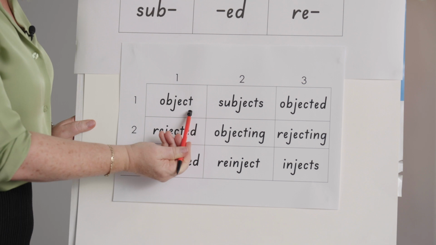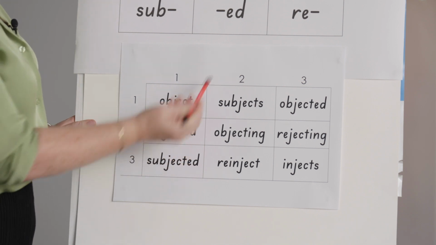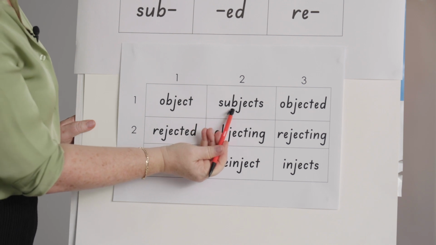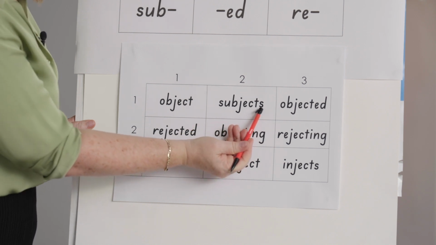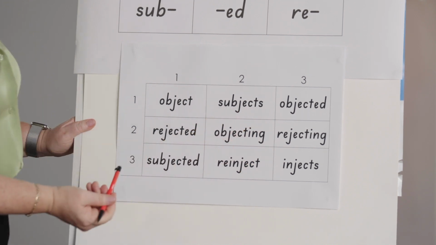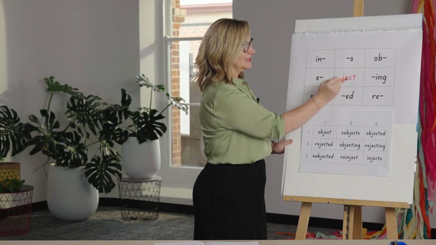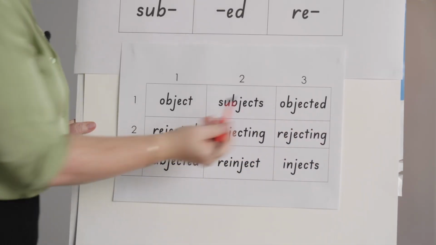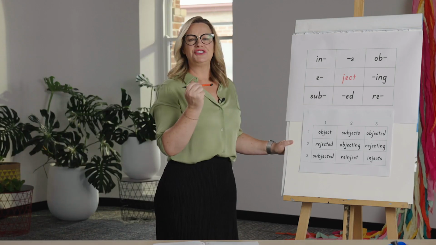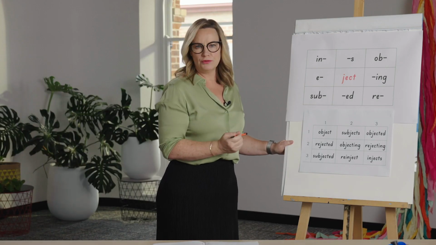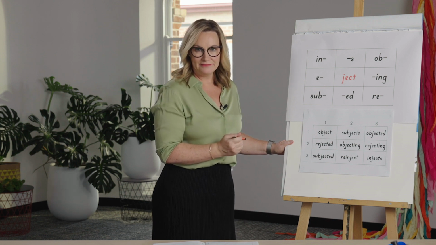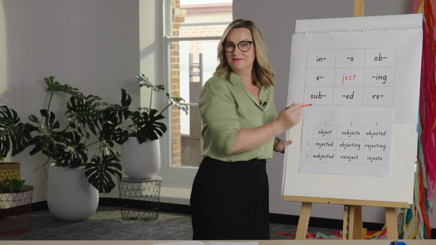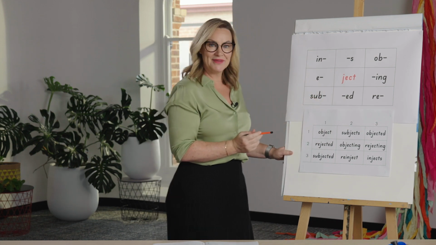Object. Did you have that one? Subjects. Did you have that one? Okay. Objected. I objected to being told to come inside out of the rain. Did you have that? Objected. Nice word building. What about these ones?